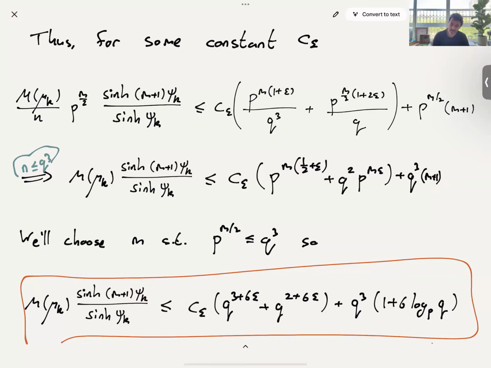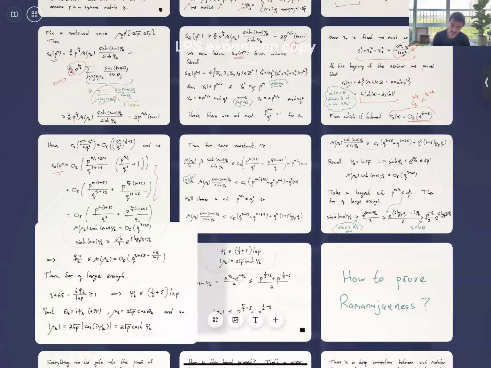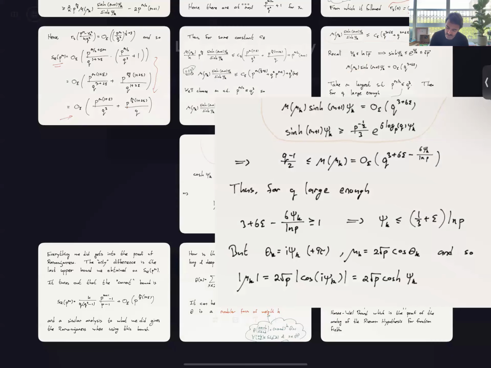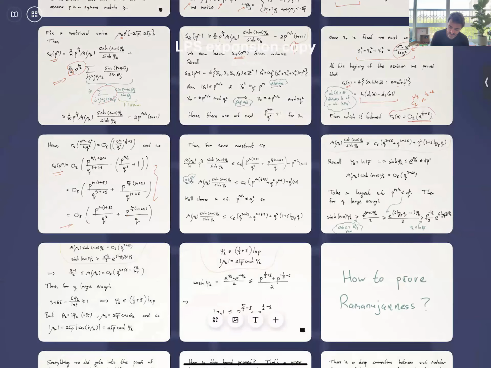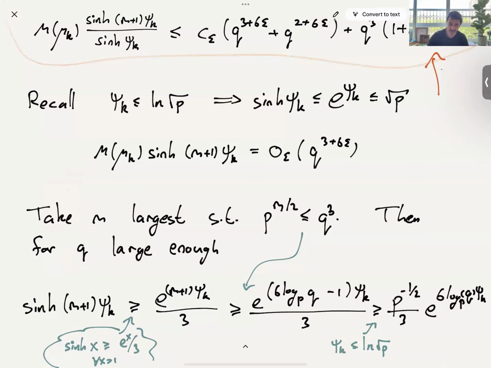And yeah, okay. So I think I copied it here. One second. Yeah. So this is where we stopped, and I should go here. So I copied it here. And now what I want to do is I want to remove this thing. So recall that psi k is at most ln of square root of p. It's between 0 and ln of square root of p. It's the imaginary part of the preimage of the eigenvalue. And the hyperbolic sine function is e to the z plus or minus e to the minus z over 2.